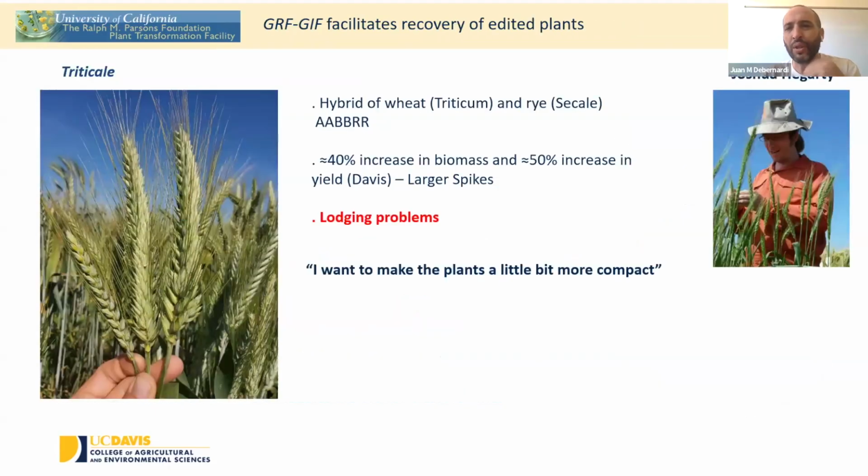So now I'm going to show a quick example of what we can do combining CRISPR and GRF-GIF, and also expanding the genotypes that we can transform. Josh is the wheat breeder. He wanted to edit triticale, which is a hybrid between wheat and rye. Triticale yield is much higher, and the biomass is much higher than wheat, but it has a lodging problem. So Josh wanted to make the plant more compact.